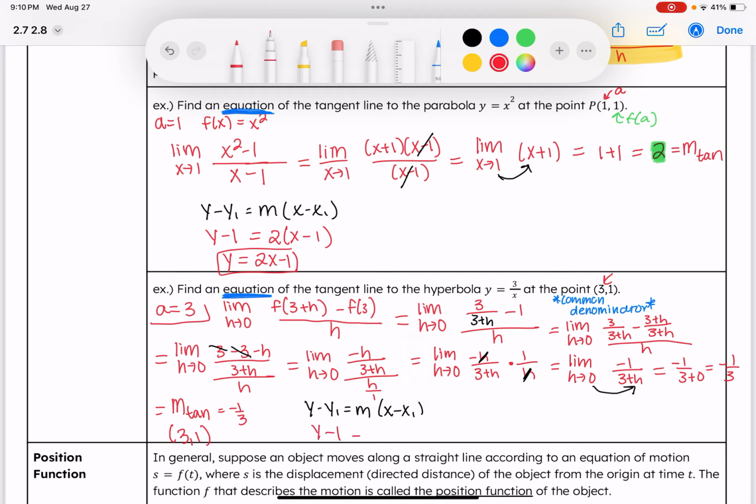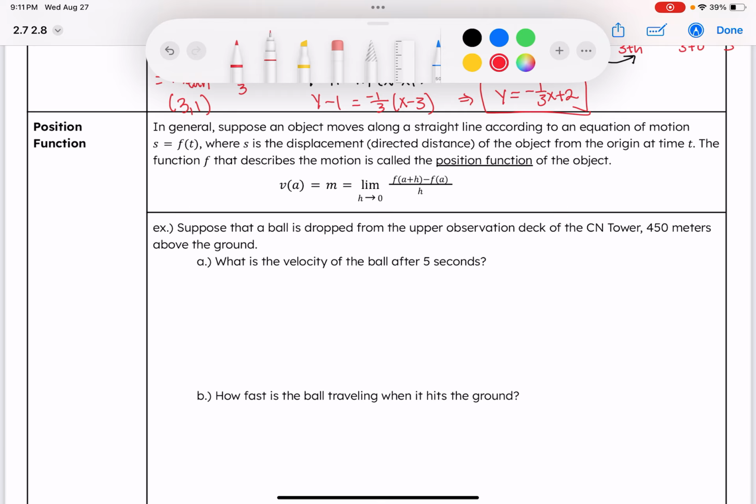Okay, your position function in general. Suppose an object moves along a straight line according to an equation of motion, which we would label as s. That's your position function. s is the displacement, directed distance, of the object from the origin at time t. So instead of having f of x, we have f of t. t represents your time, s represents your position. The function f that describes the motion is called the position function.